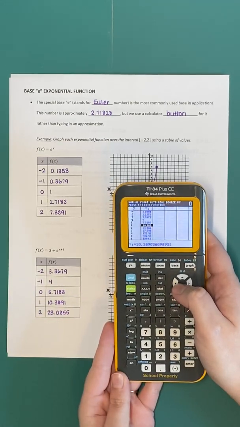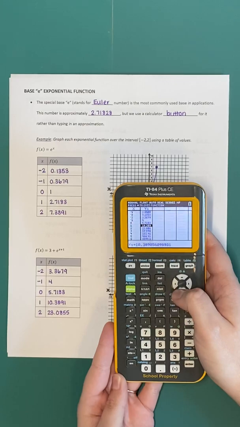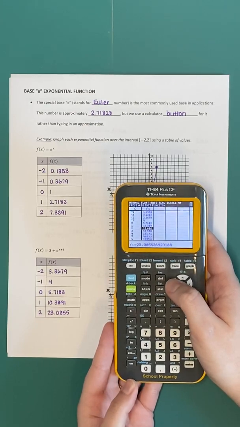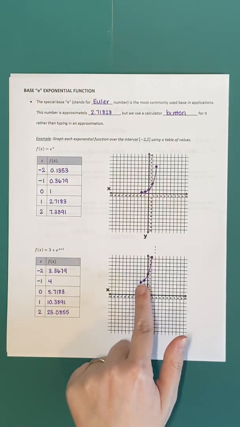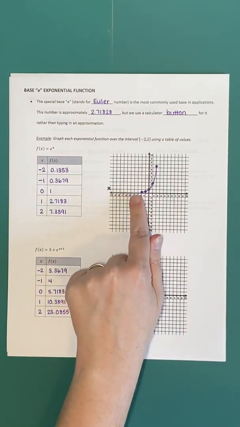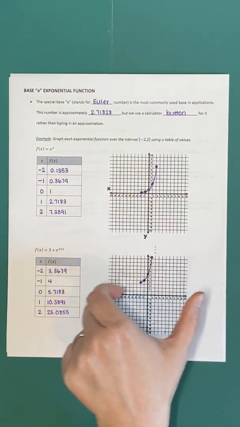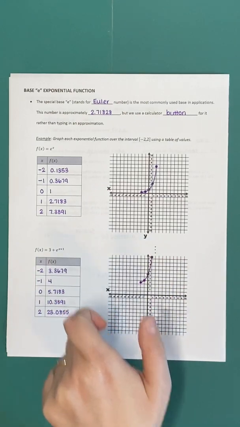And then at 1, we're at about 10.4. At 2, we're about 23.1, which is definitely going to fall off our graph. So again, just ballpark it, do your best, and we should have something roughly like this. So same shape, just shifted to the left, and then shifted up 3 units.